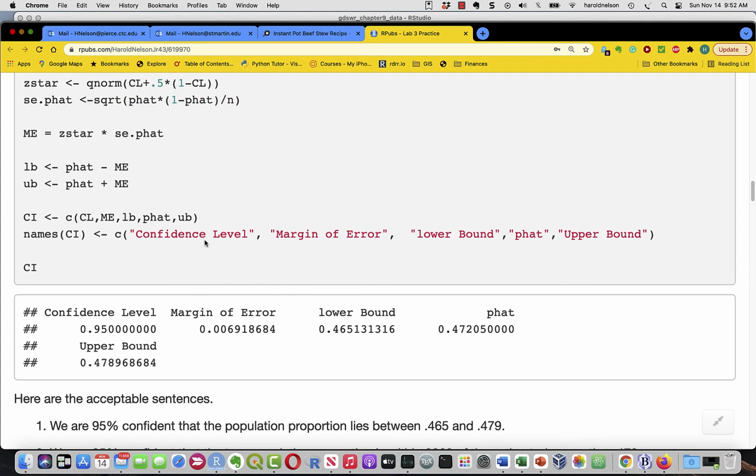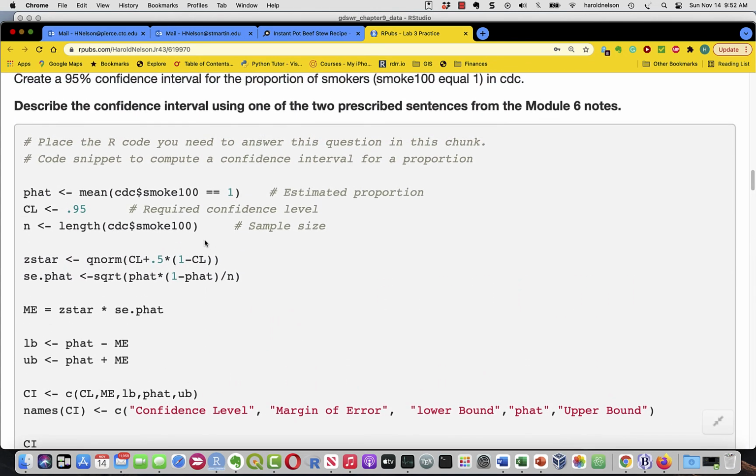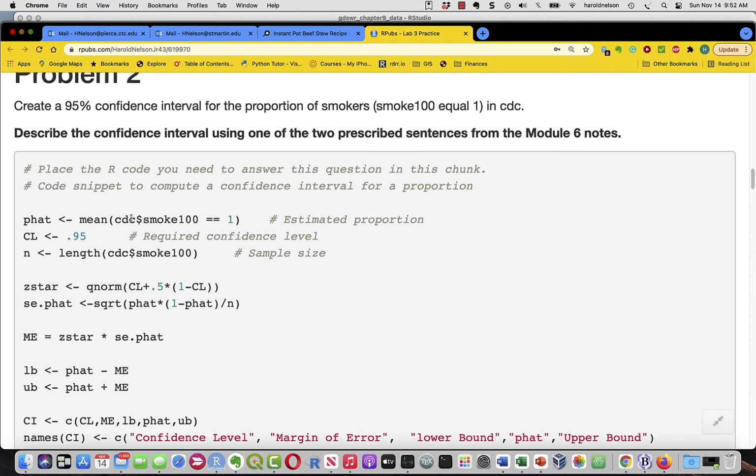So basically, every question in the actual lab has a corresponding question in Lab 3 practice, which gives you the exact code that you need, with the exception that you have to change the name of the data frame, the name of the variable, and the value of the variable that you're looking for. Okay, so with Lab 3 practice, doing Lab 3 should be just an absolute piece of cake. Okay?